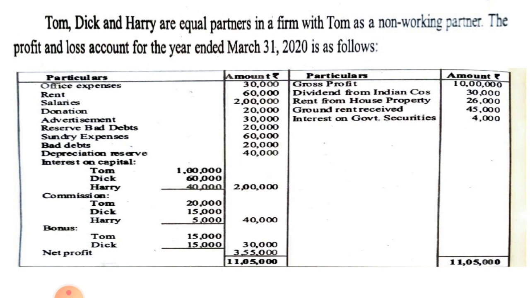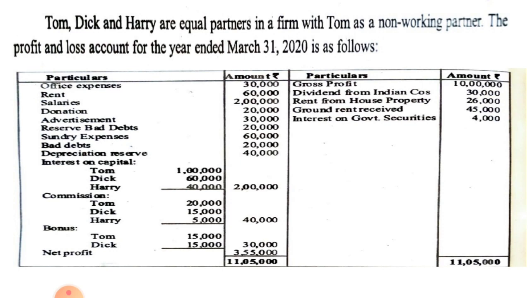In this problem, only Dick and Harry are working partners and Tom is non-working partner. And the profit sharing ratio is 1:1:1. That is, they are equal partners in that firm. See the profit and loss account.